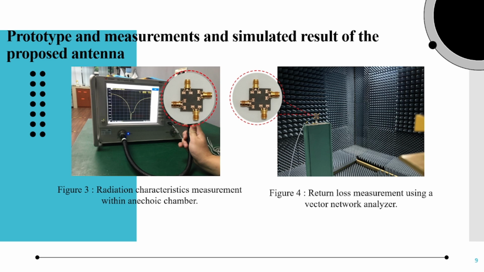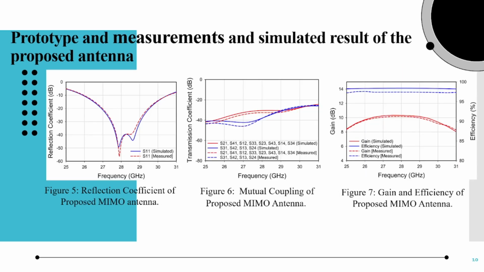On the left side we measure the radiation characteristics with the anechoic chamber. On the right side we also measure the return loss and the radiation patterns. And these results are the validation of the simulated and the measured S11, simulated versus measured. And the second figure is the mutual coupling of the proposed MIMO.